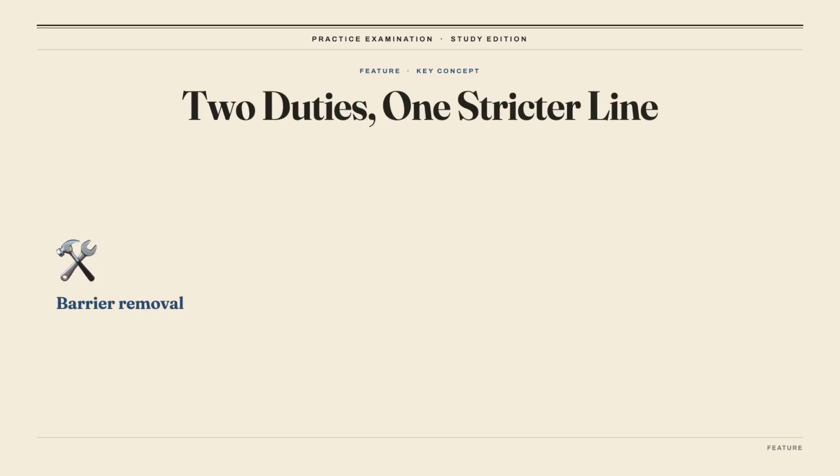Alongside barrier removal sits a second, easier duty, reasonable modifications to policies and procedures, unless that would fundamentally alter the business, like meeting a client elsewhere or accommodating a service animal.